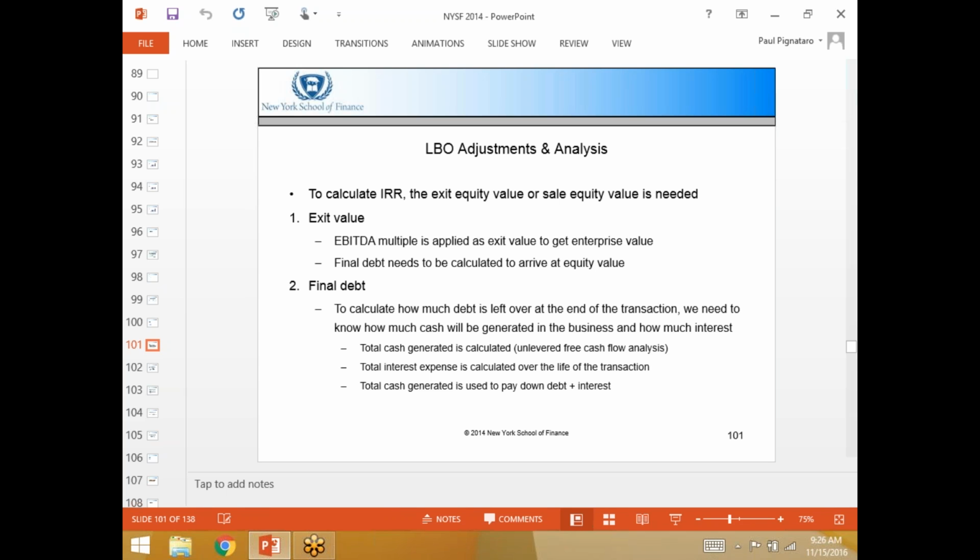And you calculate the IRR by taking the money out. What's the money we put in? The equity. Equity to the power of 1 over years, the CAGR formula. That's your IRR. That's how you do a buyout.